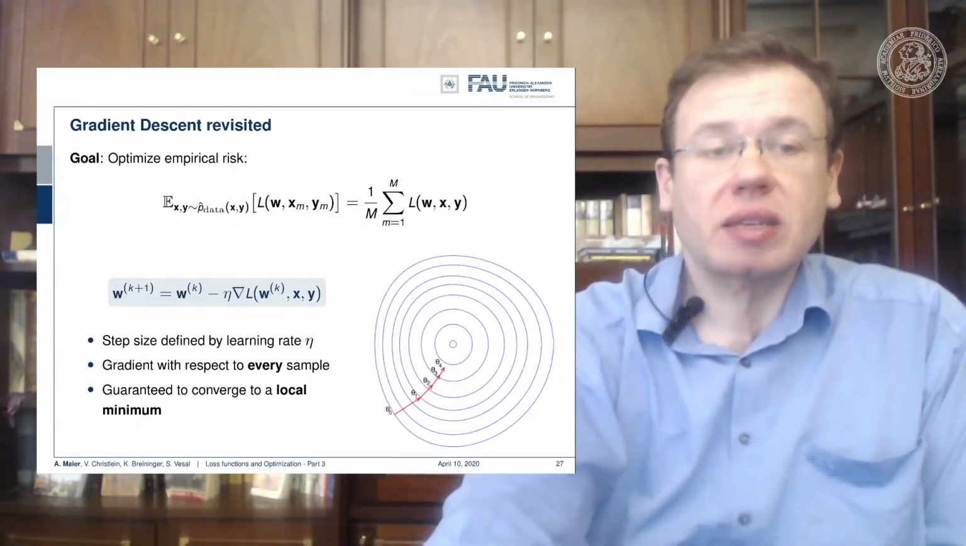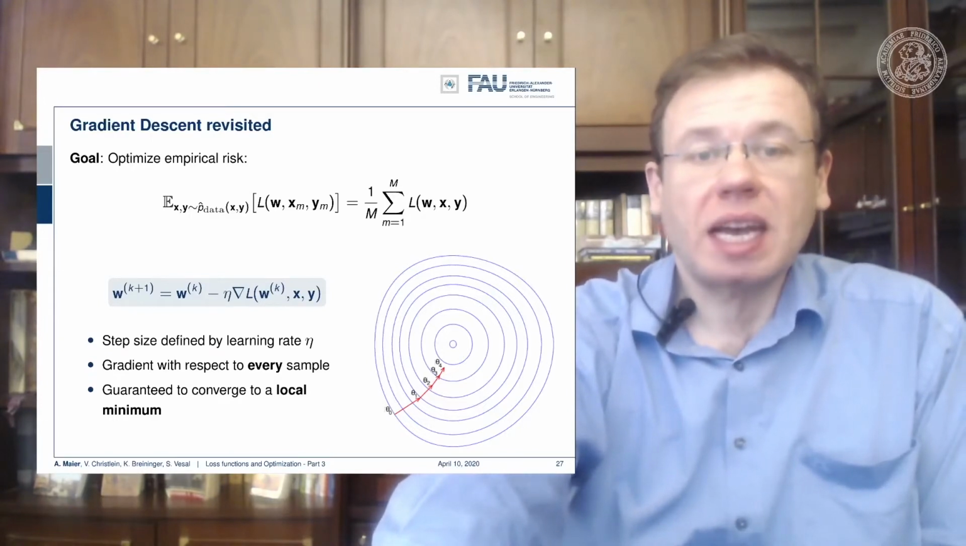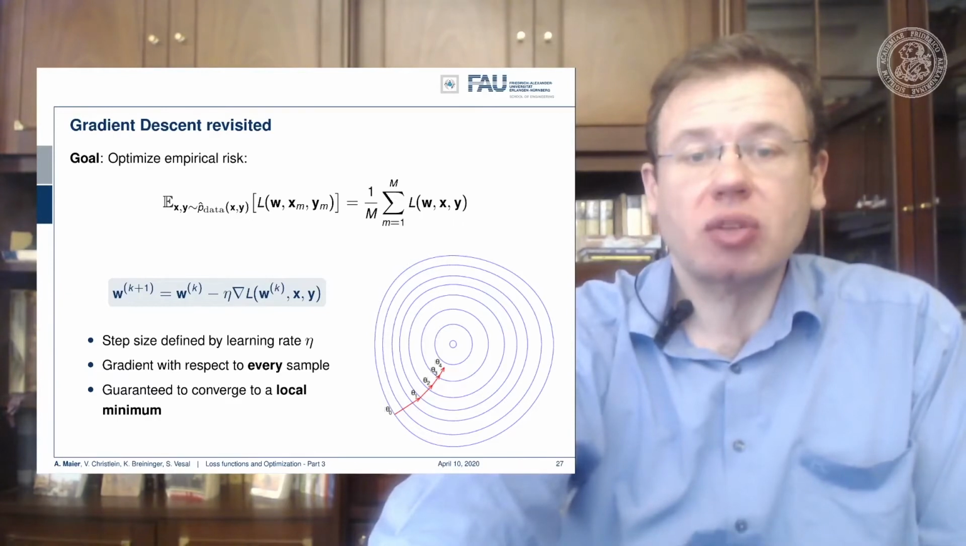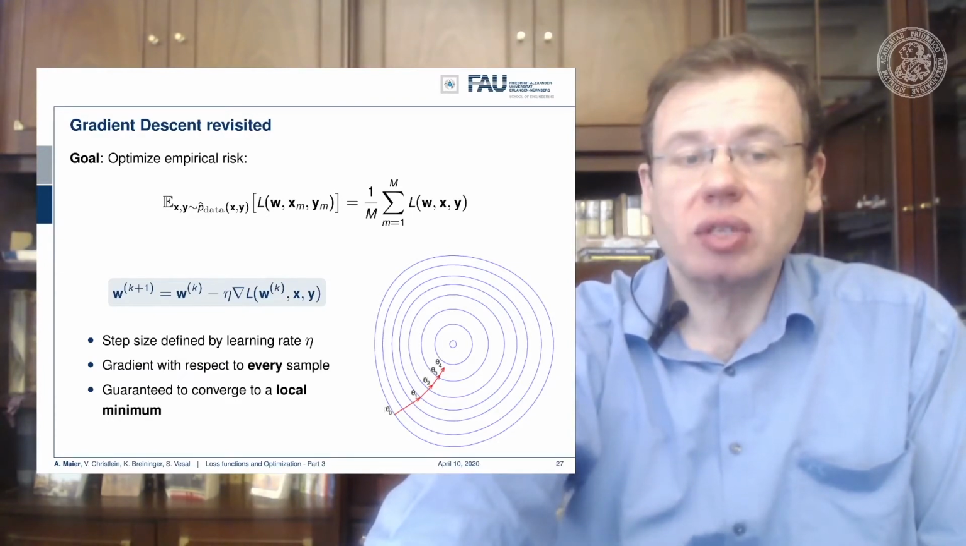So we've seen that the gradient is essentially optimizing the empirical risk. And here in this figure you see that we do one step each towards this local minimum, and we have this predefined learning rate eta. So the gradient is of course computed with respect to every sample, and this is then guaranteed to converge to a local minimum. The stuff that works best is really simple.